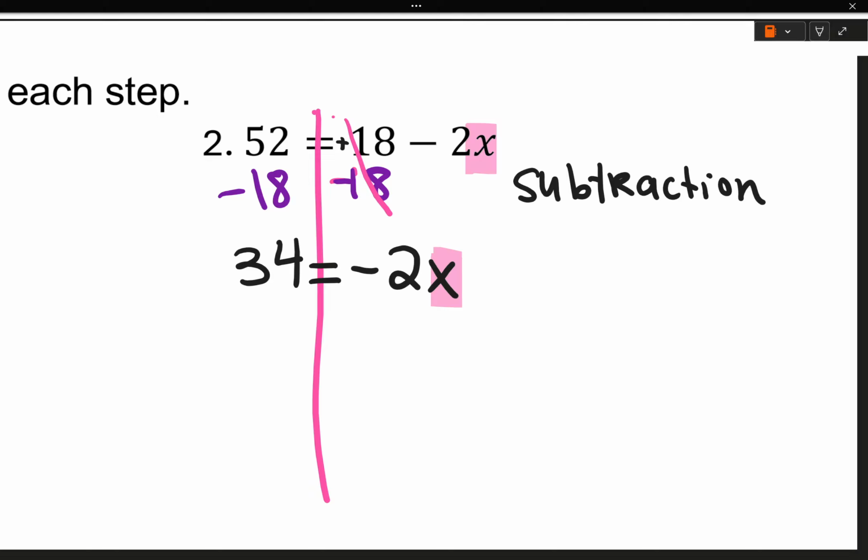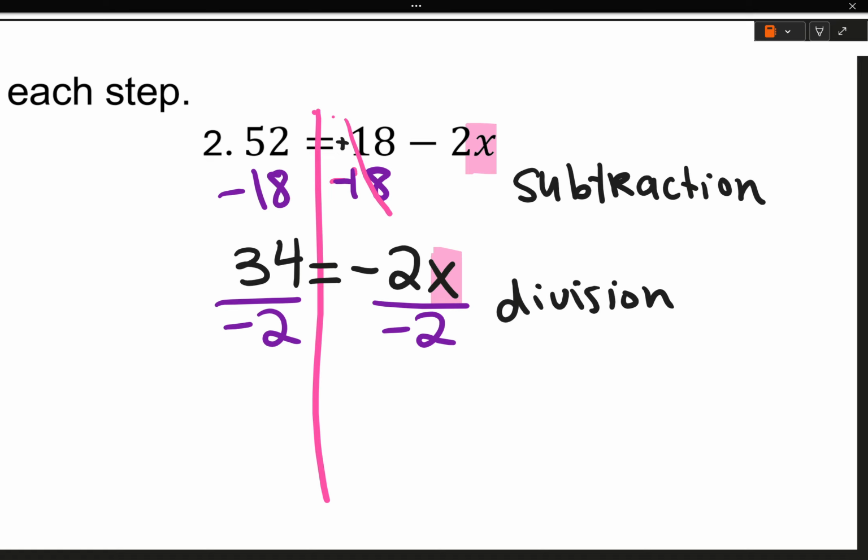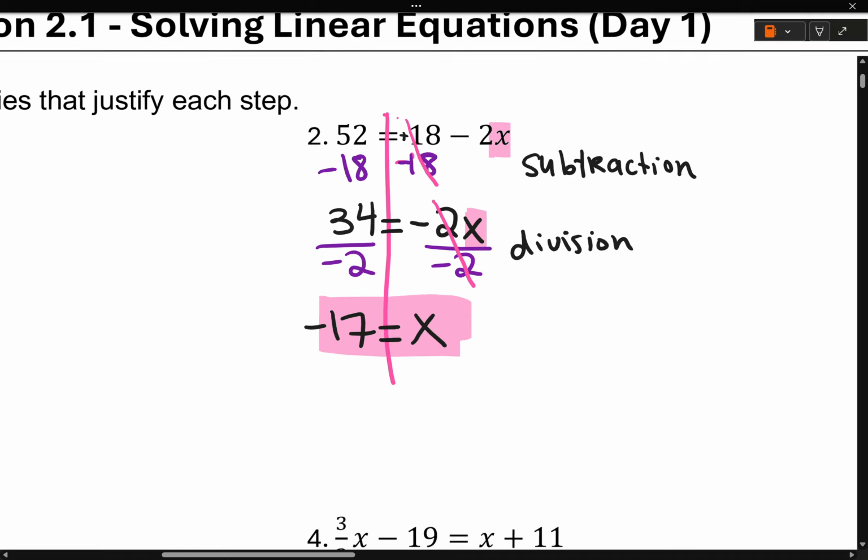And how do we undo negative 2x? We divide both sides by negative 2 because negative 2x is actually negative 2 times x. So to undo it, we use division. 34 divided by negative 2 is negative 17. Negative 2 divided by negative 2 is 1, so we're just left with x. Perfect.